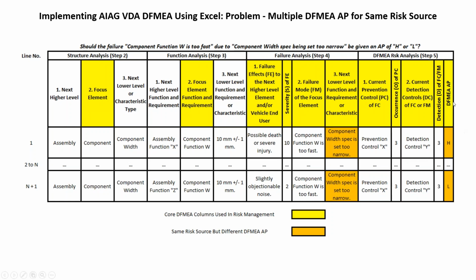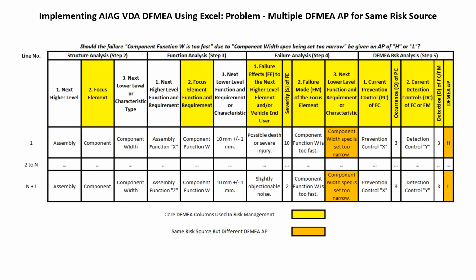But the bottom line is AP in the new methodology replaces RPN, and based on the severity, occurrence, and detection, you set an AP rating, and this is the order in which you're going to work on things. Well, you see we have the same issue here. We have component W too fast, component width specs too narrow, component W too fast. Well, this one says it's high, and this one says it's low.